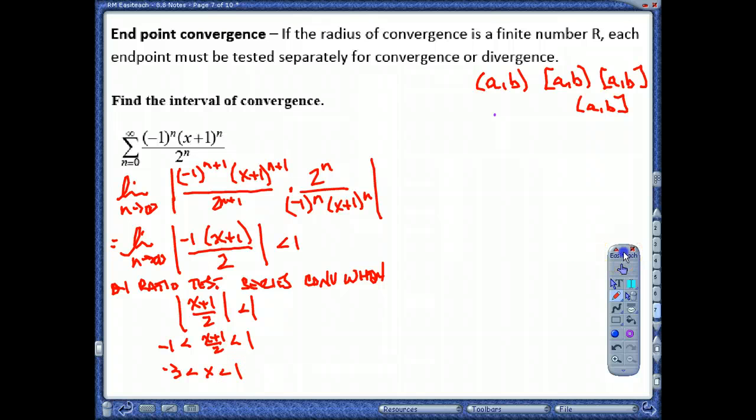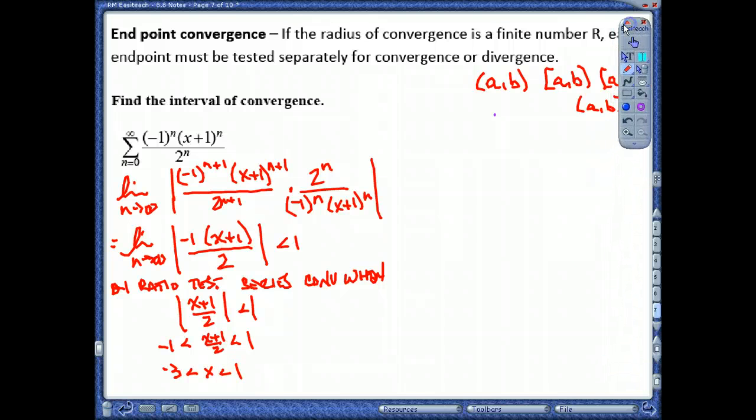We need to finish this interval up. So I need to test at x equals negative 3 and at x equals 1. So I am literally going to put those values in, and I'm going to write x equals negative 3. So I'm checking my point at x equals negative 3. So I'm going to go back up to my original statement here, and I'm going to look at this series when x is negative 3.